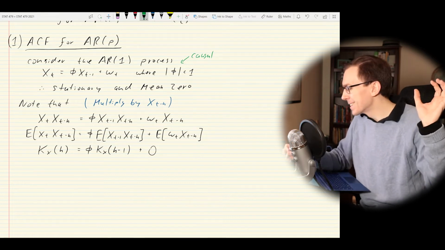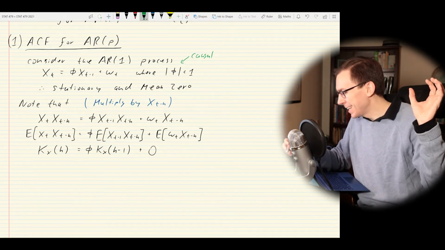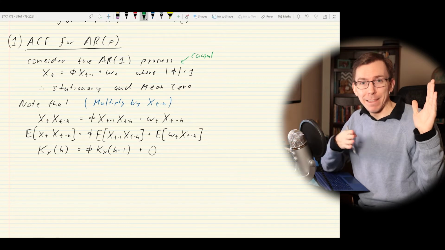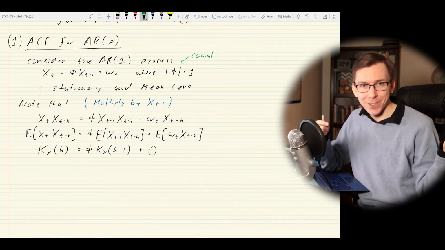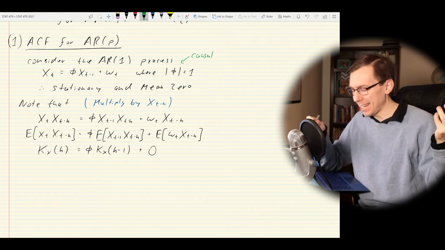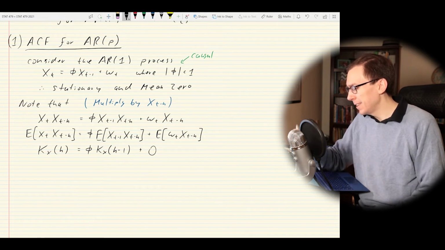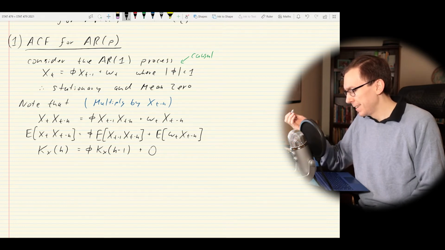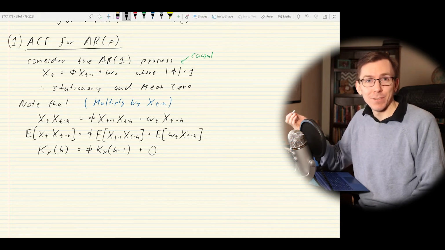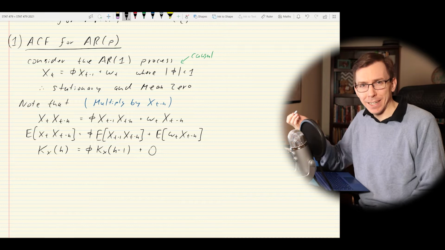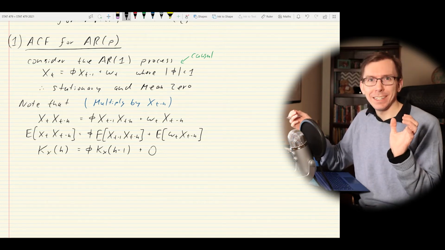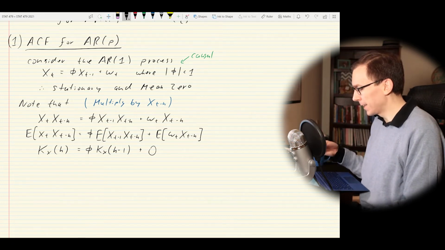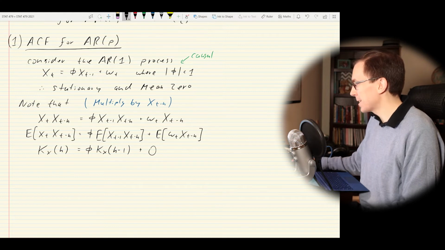I don't know what I'm holding here, but I'm still holding my imaginary time series in my hand. Because it's causal, it only depends on the present and the past. Since w_t is in the future, it happens after time point t minus h, so these two variables are uncorrelated, and in this case they're going to have an expectation of 0. You can think of it as w_t being in the future of x_{t-h}, and therefore there's no correlation.